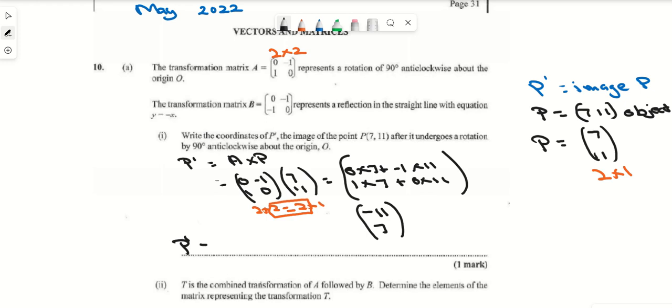So image P is minus 11, 7. Remember, X is on top and Y is at the bottom, and because they ask for coordinates of image P, it would be minus 11, 7 in the form of coordinates. It's always X first and Y after, right? To make sure that this is correct, we can check the order of the product, which is 2 rows by 1 column. 2 here and 1, which checks out, right? We have 2 rows by 1 column, and this would be your answer for number 10.